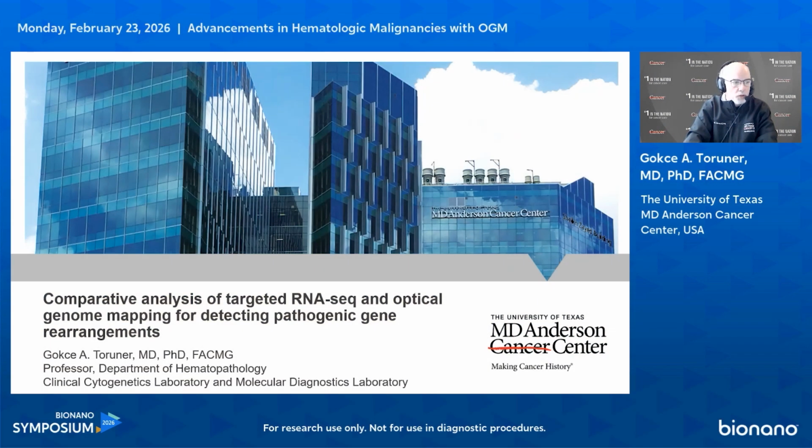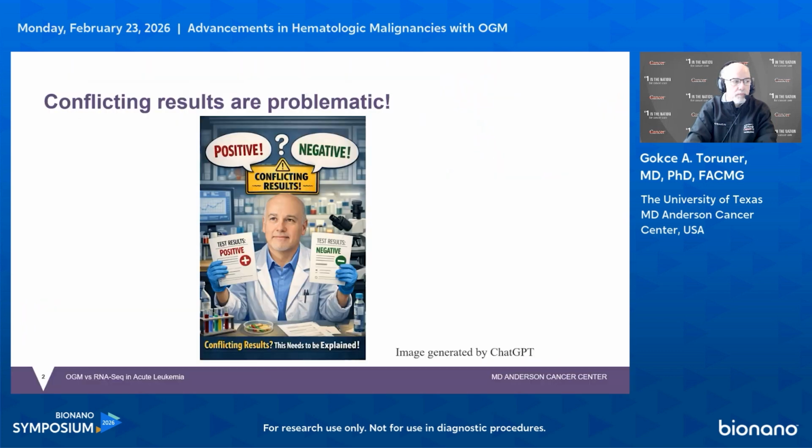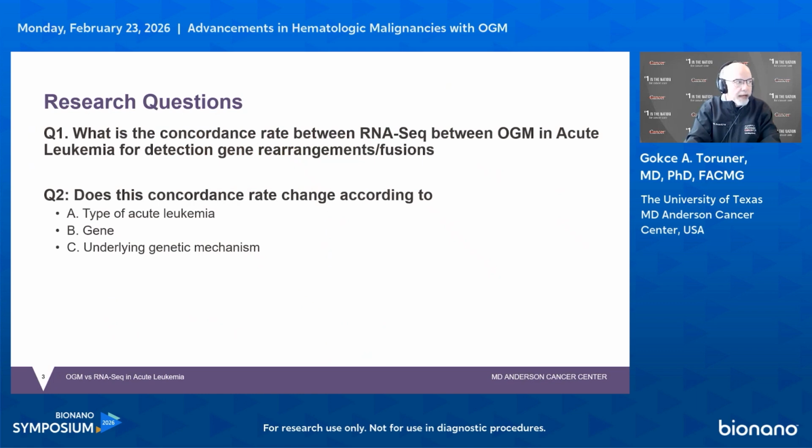So today I'm going to talk about comparative analysis of target RNA-seq and optical genome mapping for detecting pathogenic rearrangements. The biggest issue in our line of work as a laboratorian is conflicting results. They are problematic, and unfortunately, we are seeing more and more with using multiple testing modalities. So in this study, we were comparing OGM and RNA-seq in acute leukemia.